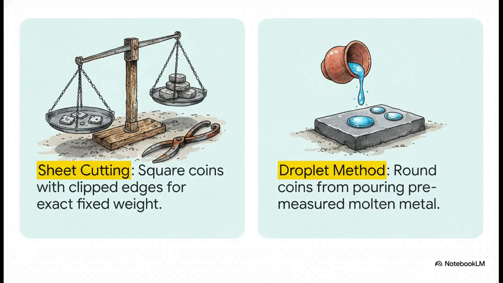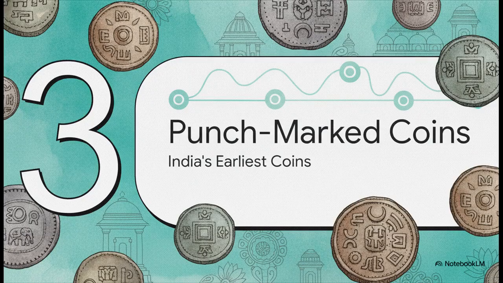Alternatively, they'd use the droplet method, where they poured an exact, pre-measured amount of molten metal to get round or elliptical shapes. All right, Section 3.